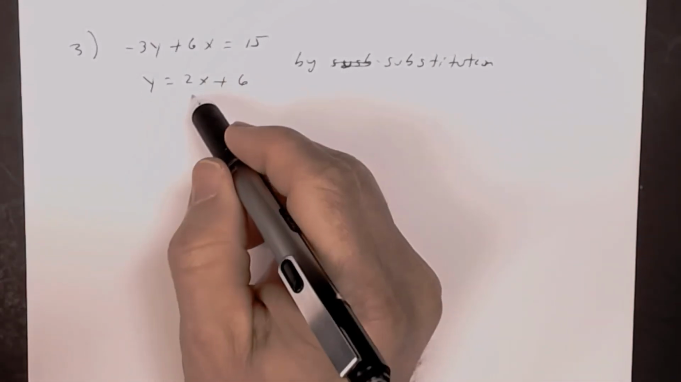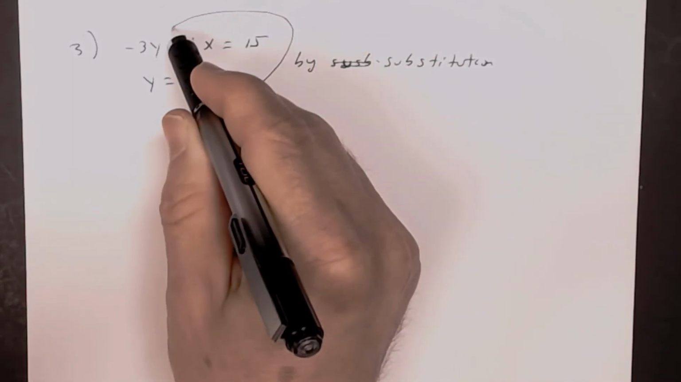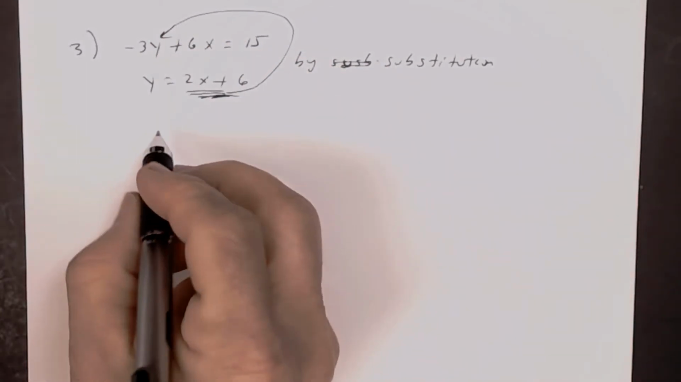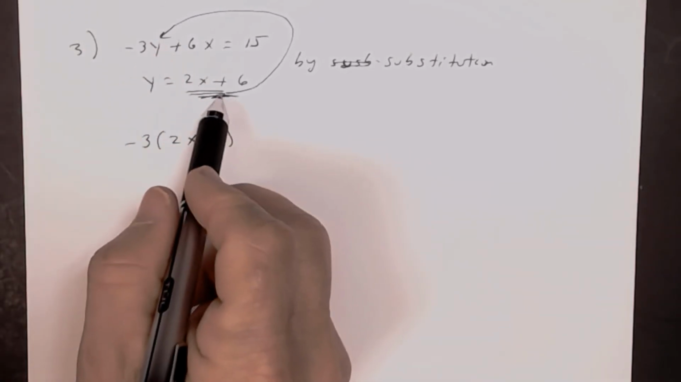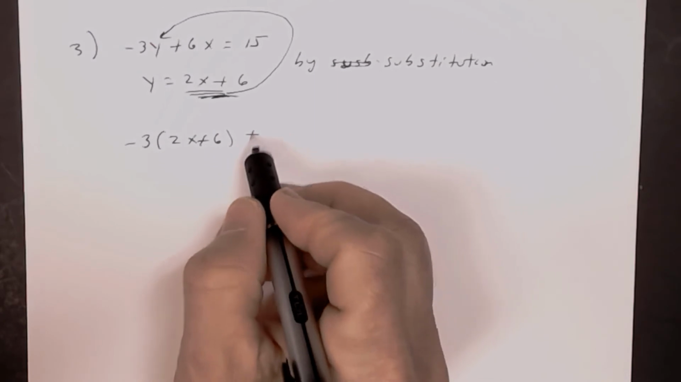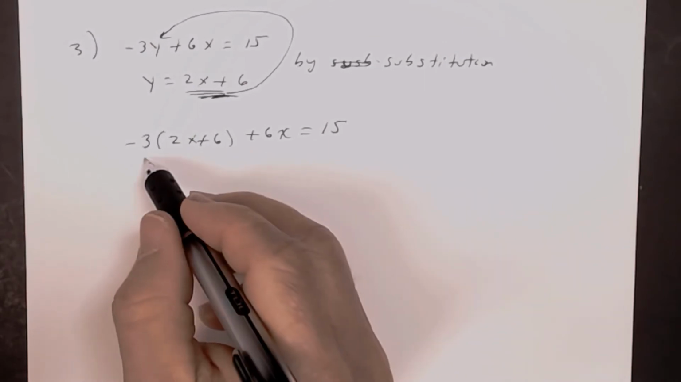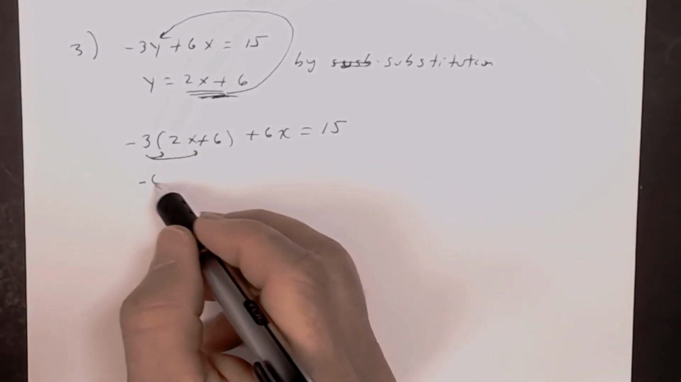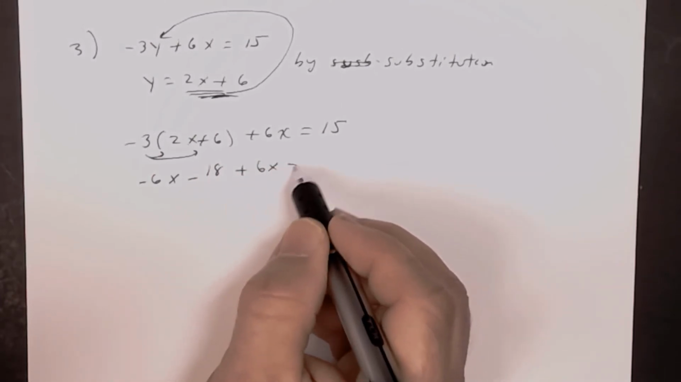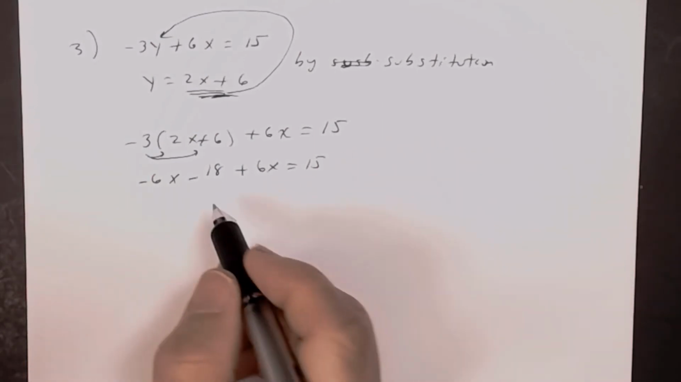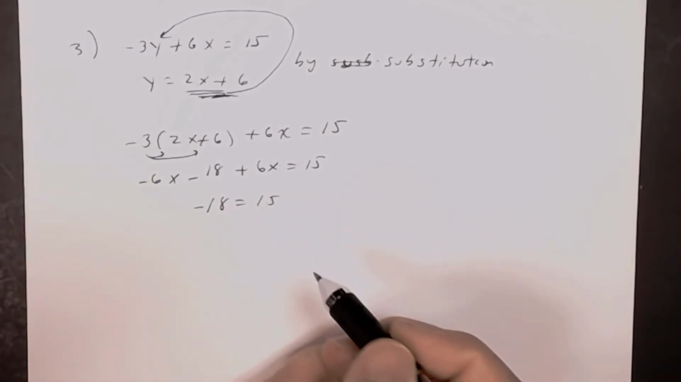So what we're going to do is take this expression for y and substitute it into the other equation. So I get negative 3 times 2x plus 6, because that's what y equals, plus 6x equal 15. Now solving this linear equation, distribute negative 3, I get negative 6x minus 18 plus 6x equal 15. Combine like terms, and I want you to notice what happens. I get negative 18 equal 15, so the variables disappear.